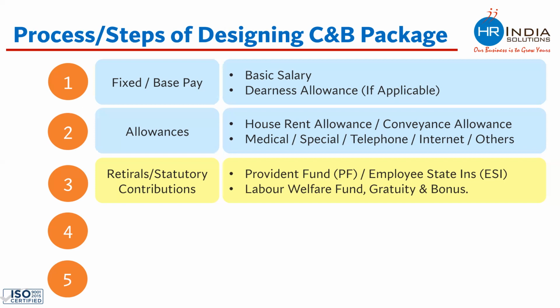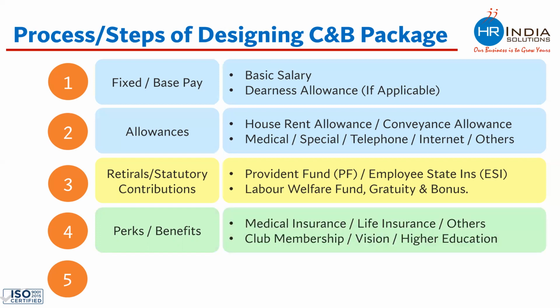Once you are done with these three steps, the fourth step is perks and benefit. If your company is providing any benefit to the employee, you can add the cost of that benefit. Benefit can be in the name of medical insurance. If your company is providing medical insurance, you can add the cost of that in your CTC breakup or CTC annexure. Benefit can be life insurance, club membership, vision, or higher education. Whatever benefit which your company is providing, you can add the cost of that.